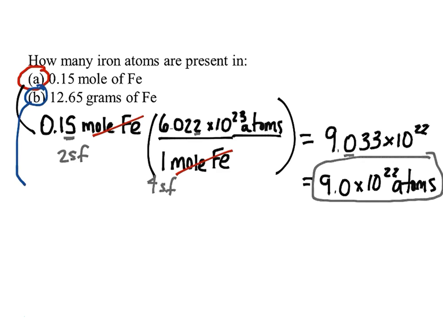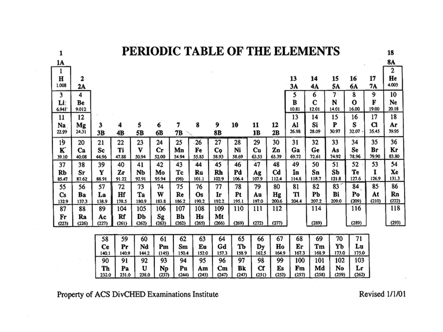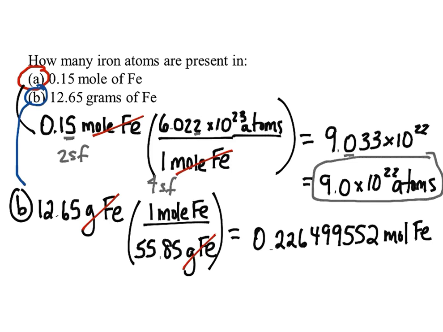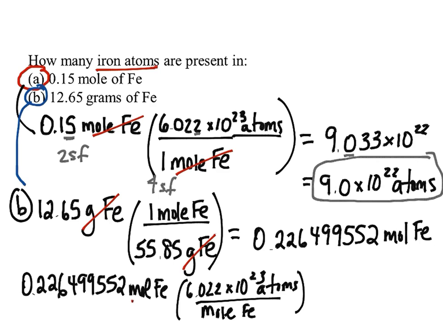Part B, we're going to do a 2-step conversion from grams to moles and then from moles to atoms. To convert from grams to moles, we need to use the atomic mass of iron, so we're going to get out the periodic table, which is here. And iron is element 26, which has an average mass of 55.85. That means there's 55.85 grams in every mole of iron. So we're going to use that number as a conversion factor here to convert from grams to moles, which means we have approximately 0.226 moles of iron. And then we're going to use Avogadro's number to convert that into atoms.